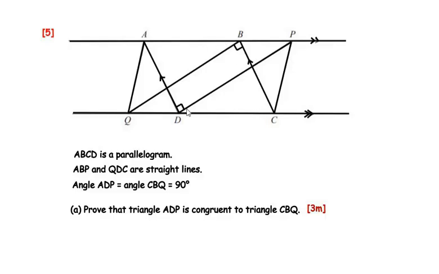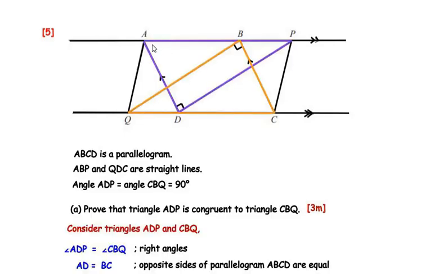ABCD is a parallelogram. ABP and QDC are straight lines. Angle ADP is equal to angle CBQ is equal to 90 degrees. Prove that triangle ADP is congruent to triangle CBQ. Now here it is given that ABCD is a parallelogram and we have two triangles which we need to prove are congruent, that is triangle ADP and triangle CBQ. So here we have highlighted them using different colors.